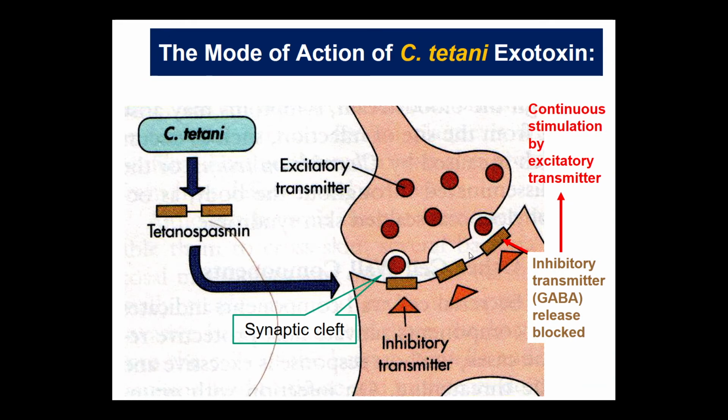Tetanospasmin associated to the postsynaptic membrane. This is one nerve fiber, this is the second. When a nerve impulse comes to this part of the nerve ending, acetylcholine is released and transmits the signal, causing contraction of muscles. But the excitatory transmitters' release is unchanged, while the inhibitory transmitters' release is inhibited.